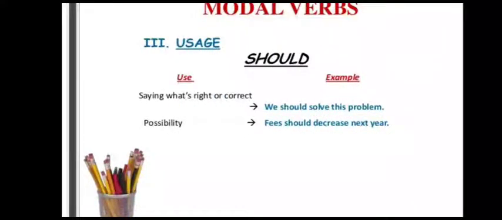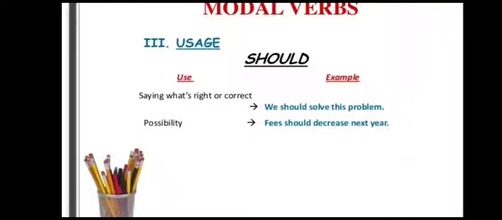Now let us see the next modal, that is should. As I have already told you, should is used for suggestion. Should and ought to are both used for suggestion and advice. Ought to is giving advice, but should is used for saying firmly, meaning you should do this. When we are giving an order, you should do this. So should is used for orders, and ought to is used for a kind of advice.